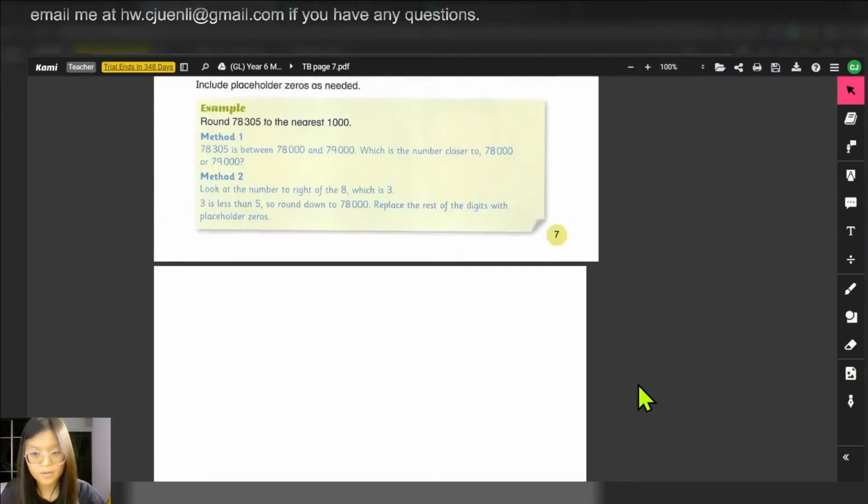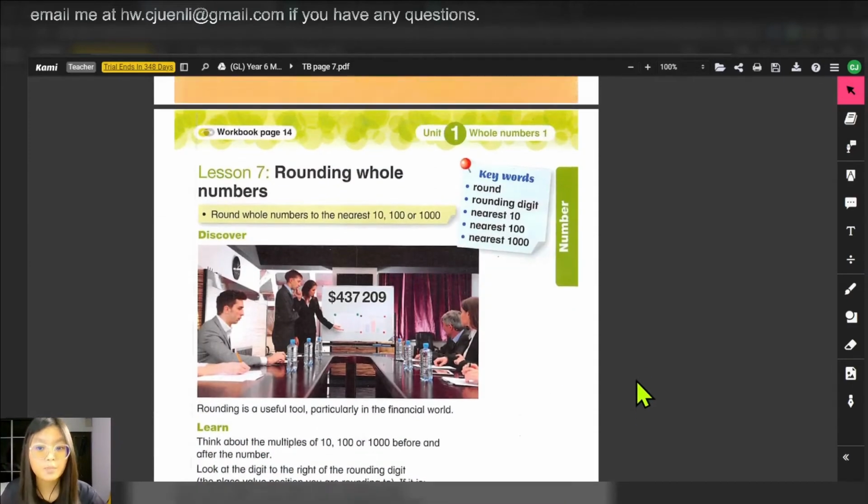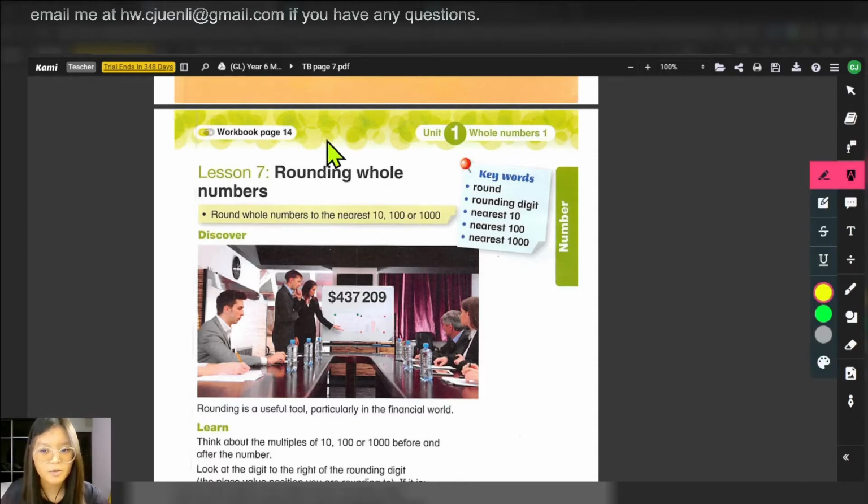Today we're going to look at textbook page 7. If you have the Collins International Primary Maths book, we're going to look at topic lesson 7. All right. So if you want to look at the workbook, you can always look at this part over here. All right. Workbook page 14, basically.